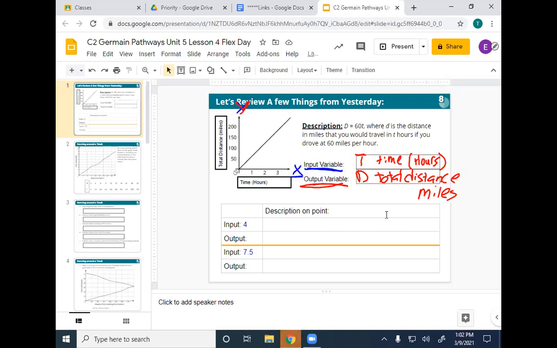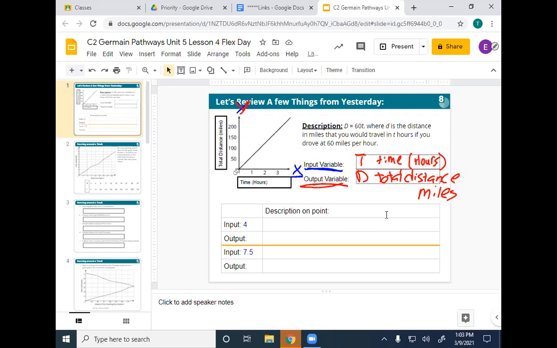So now we're going to be given two different inputs and we need to calculate our output. When we calculate outputs and we're given an input, what do we have to do with that input? We do what with it in the equation? Follow the rule. We take that number, the input, and we plug it in.